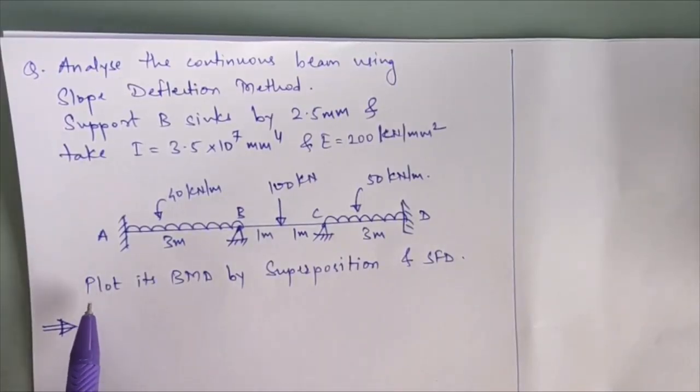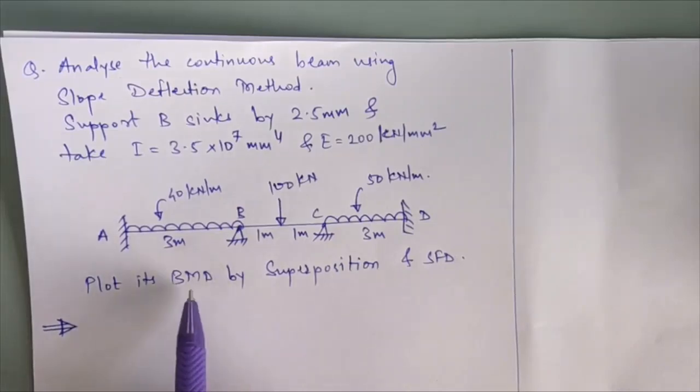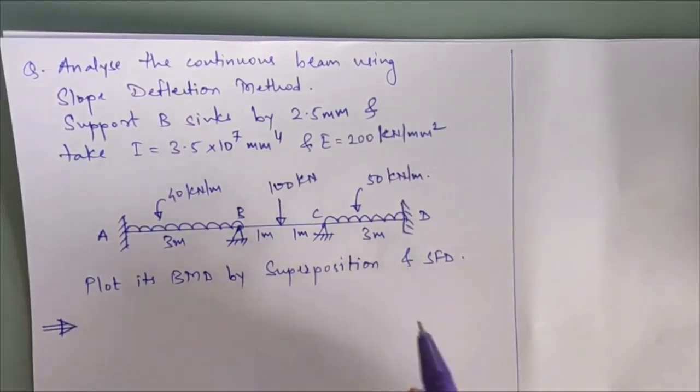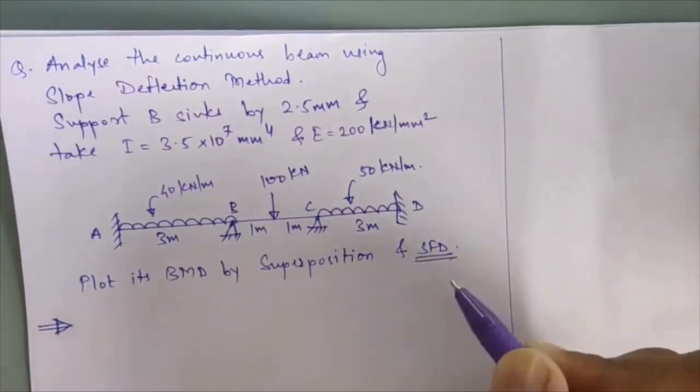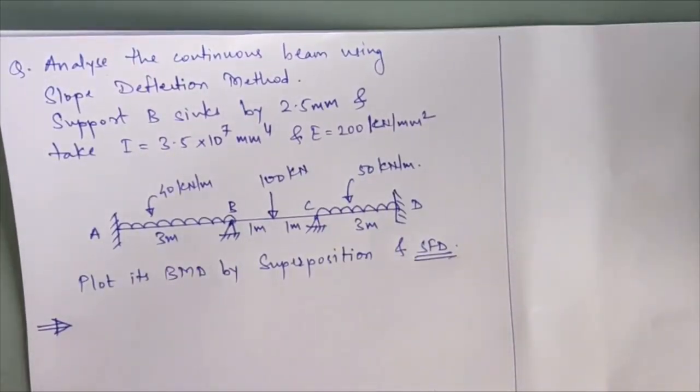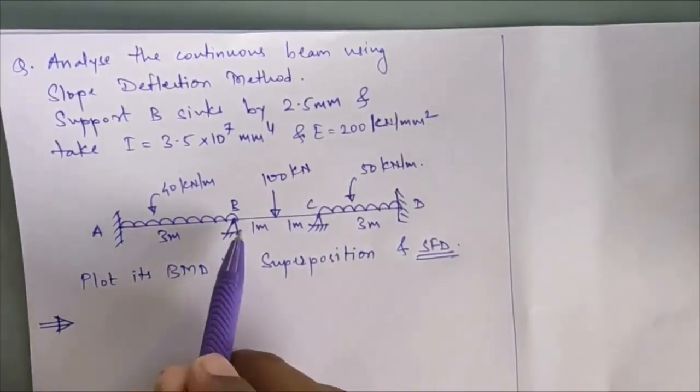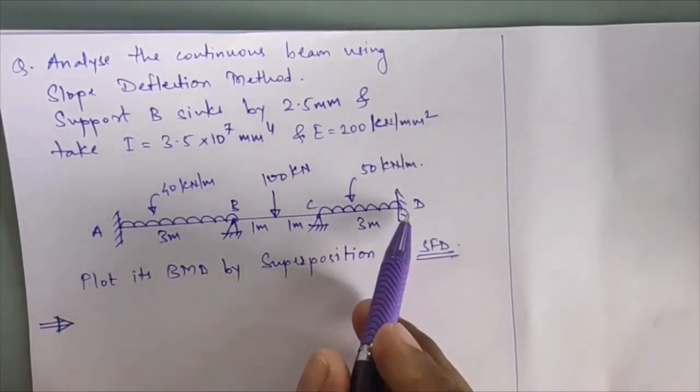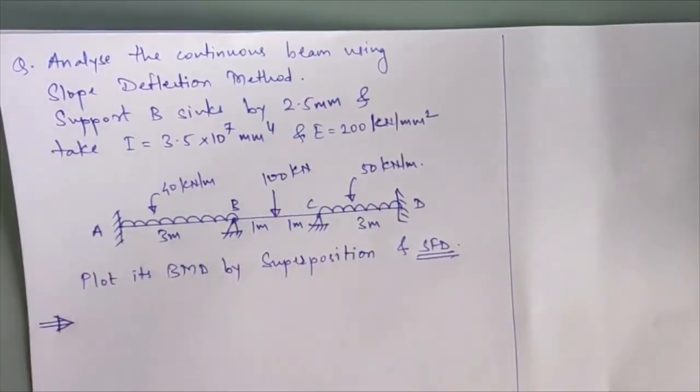Also it is asked that you have to plot the bending moment diagram by superposition and also draw the shear force diagram. Shear force diagram we have not seen in the previous numericals, so we'll see that concept in this numerical. Loading in span AB is UDL, in span CD again UDL is provided, and in span BC a point load is provided at the center.